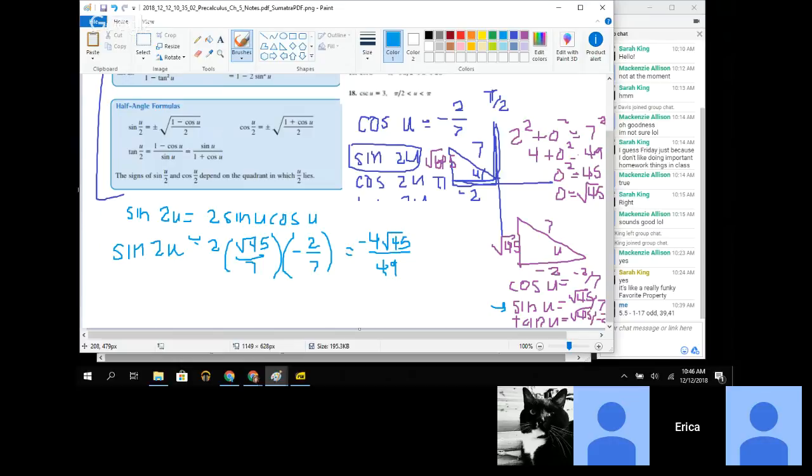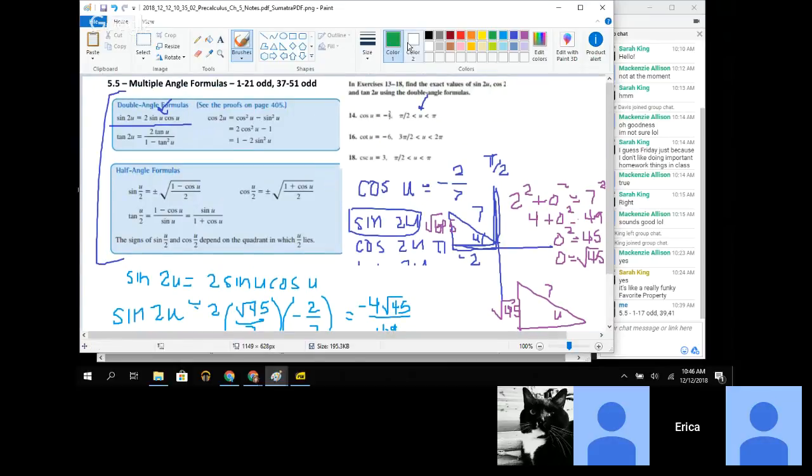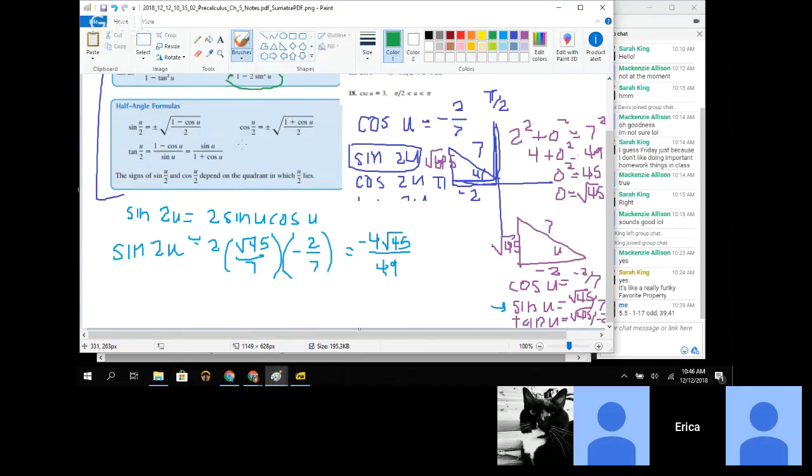Okay, and then the cosine of 2u. If I go back up here, the cosine of 2u equals 1 minus 2 times the sine squared of u. So the cosine of 2u equals 1 minus 2 times the sine squared of u.